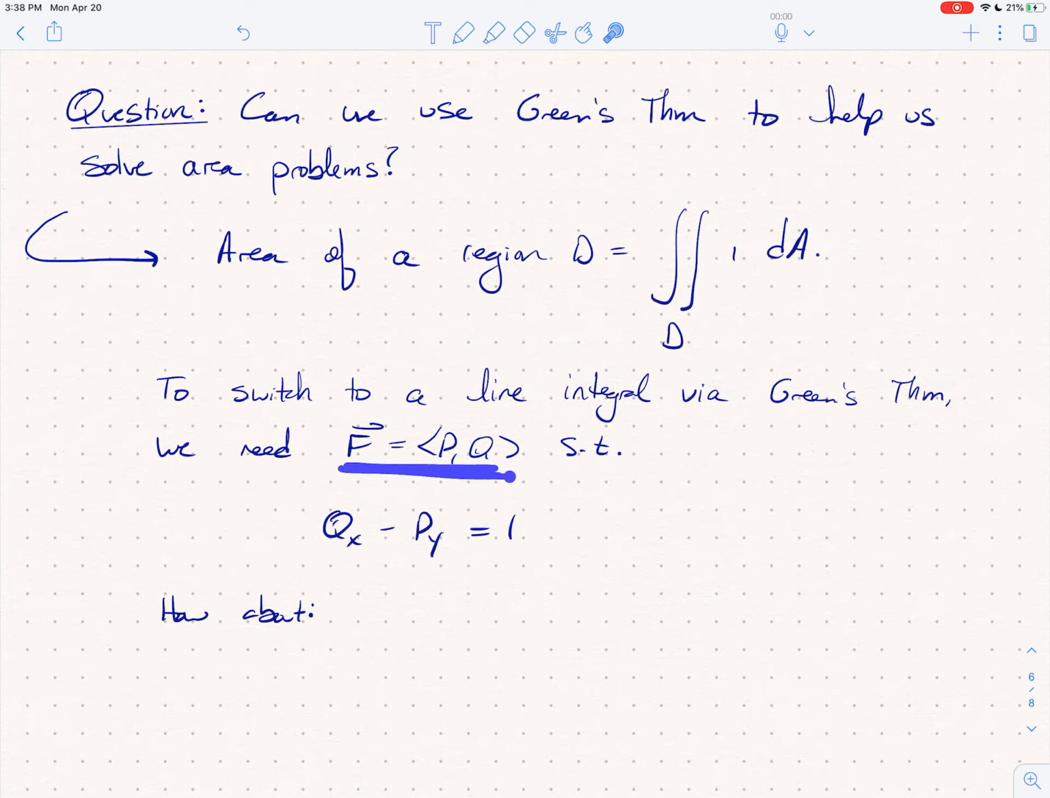then I need some vector field PQ where this 1 is Q partial x minus P partial y. That's what Green's theorem says. It says you can switch this integral, let's write it in a different color so that you know what this is. You can switch the line integral over F dot dr, where F is PQ, to this double integral, as long as what's right here is Q partial x minus P partial y. And so how do we do that? Well, we need an F, a vector field F, that satisfies Q partial x minus P partial y is 1.